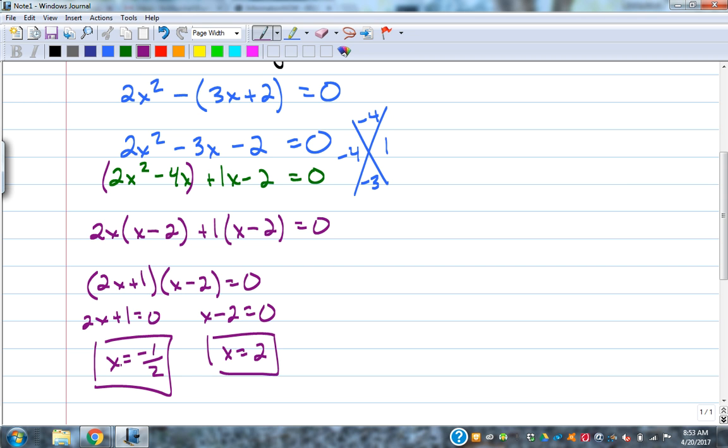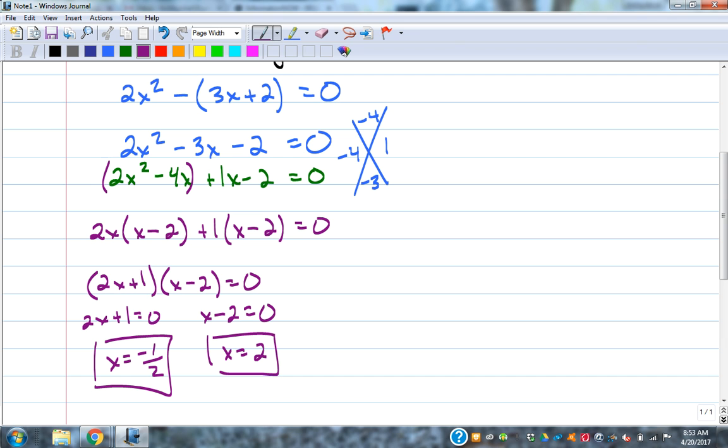Okay, well, when we're solving systems of equations, the answers are in ordered pair form, or if it's 3 variables, in ordered triple form, 4 variables, ordered quadruples. But here we got 2 x values. We need y values to go with them. Where can we go to get those?